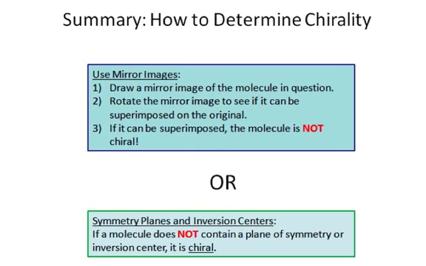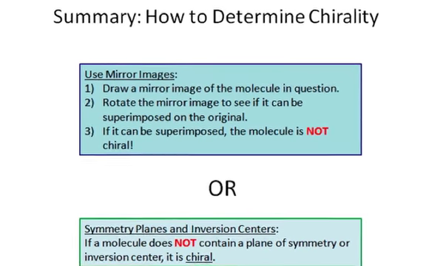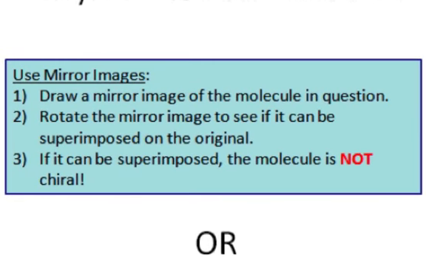There are two methods we could use to identify a molecule as being chiral. The first is similar to the example we saw in comparing your right and left hand, and involves using mirror images. And the second method involves identifying symmetry planes and inversion centers within a molecule. First, let's take a look at how we could use mirror images to identify molecules as being chiral.